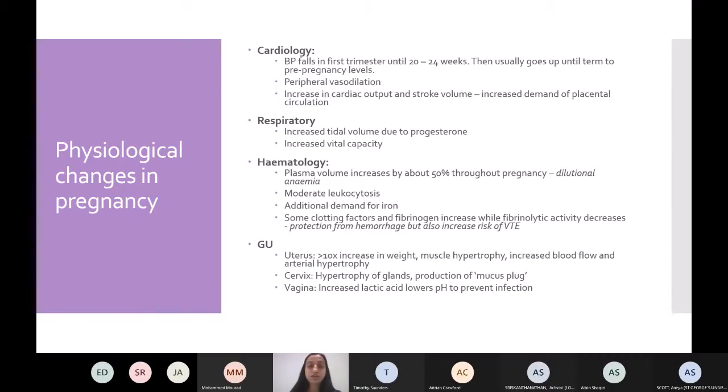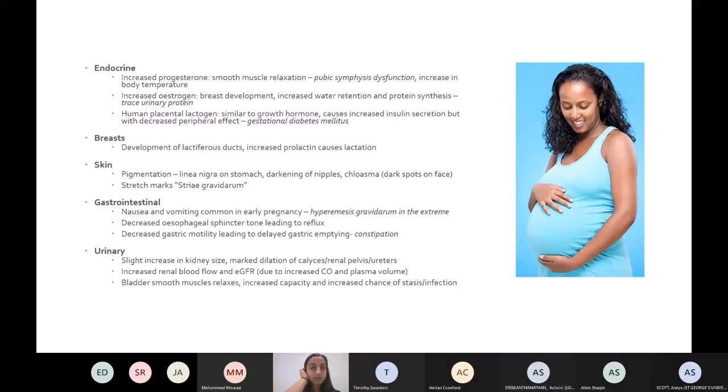In terms of your GU, your uterus increases in size and weight, and the muscle increases, as does the blood flow. The cervix hypertrophies, and you get a production of a mucus plug. And then the vagina increases lactic acid production, which lowers the pH to help prevent infection getting through. Thinking about your endocrine things, an increased progesterone can cause smooth muscle relaxation, which is what you want when you're trying to deliver a baby, so it's easier and your muscles and ligaments are more relaxed. But on the extreme end of that, women can then develop pubic symphysis dysfunction, which can be very painful and debilitating in pregnancy. And like we said, progesterone can increase your body temperature.